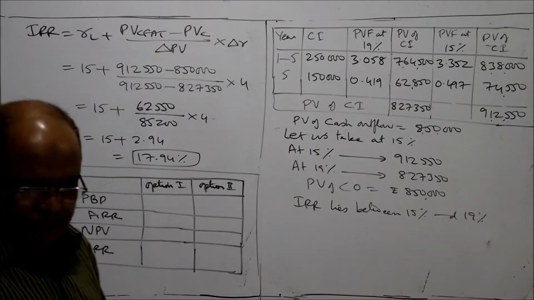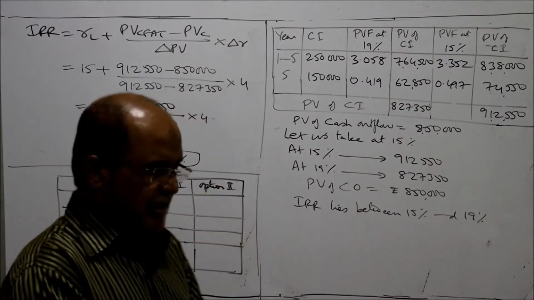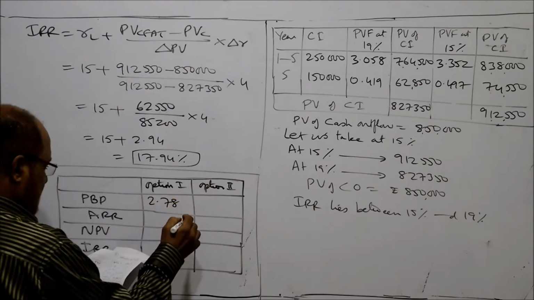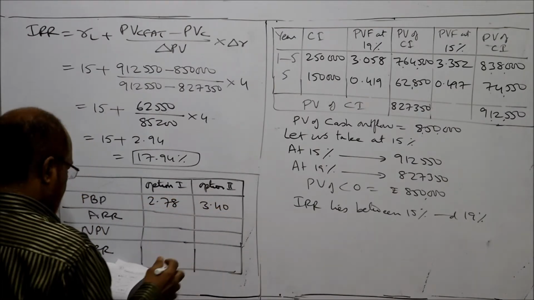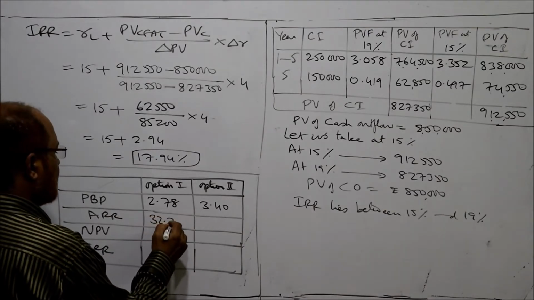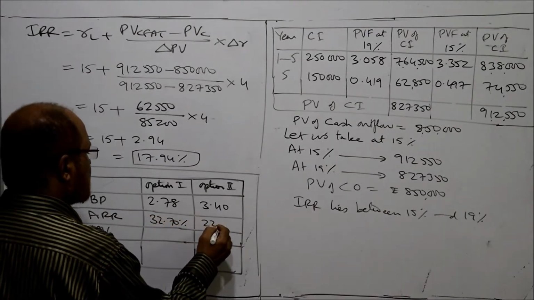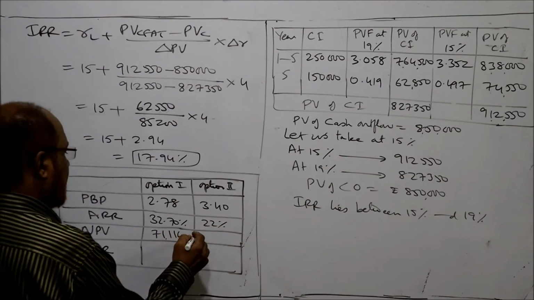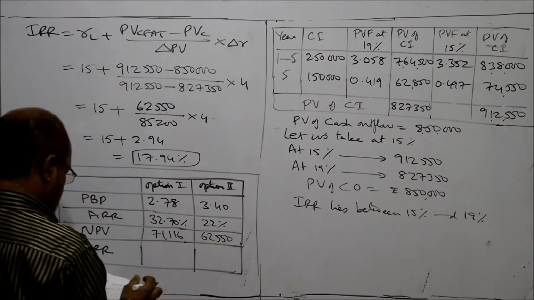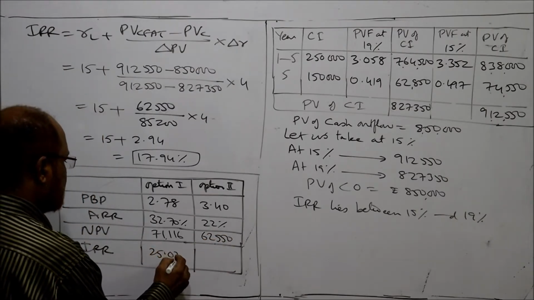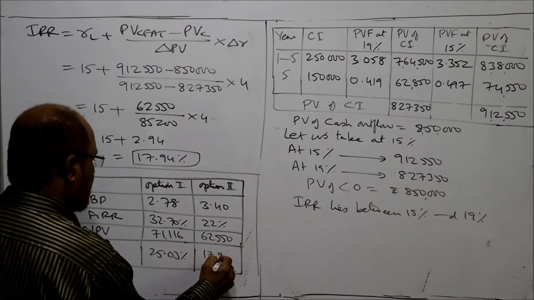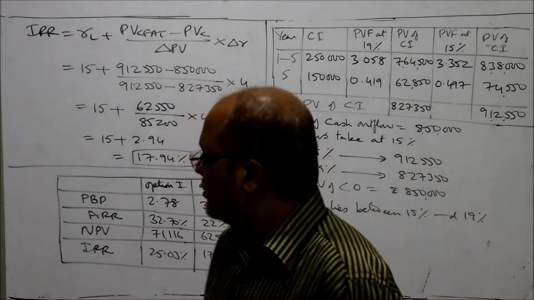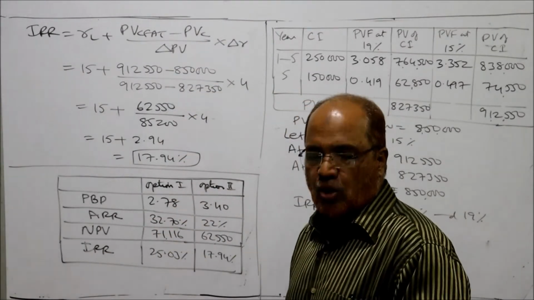That's it. Now PBP 2.78 and here 3.40, we already got it. 32.70 and 22%, we have already calculated. 71,116 and 62,550 and 25.03%, here we got 17.94%. That's it. Now by comparing this, we can say which option is better.